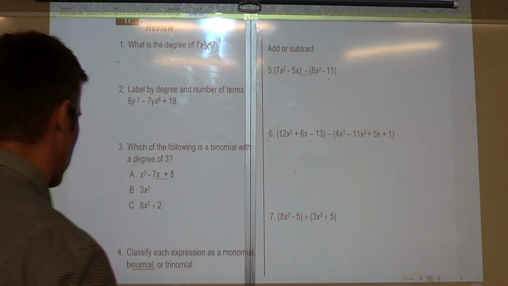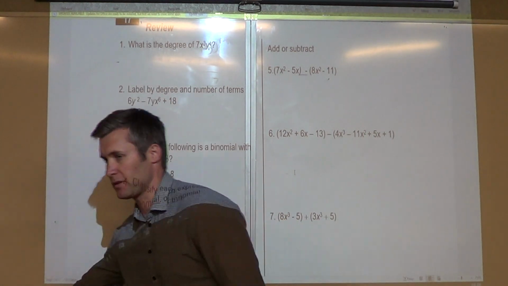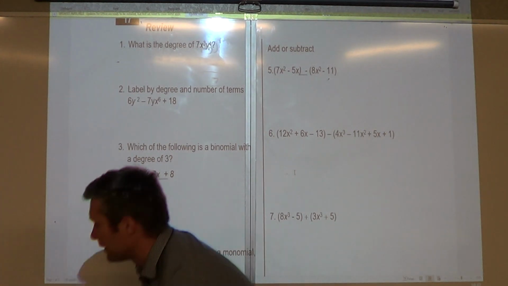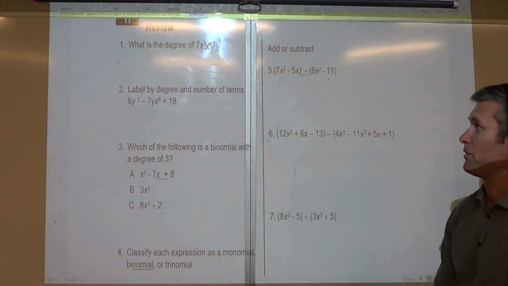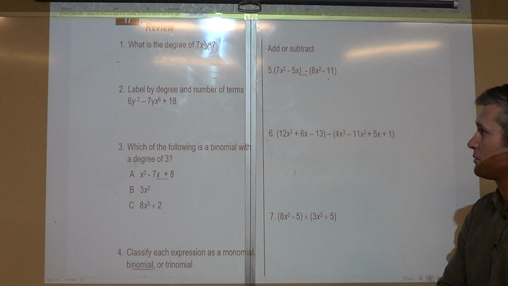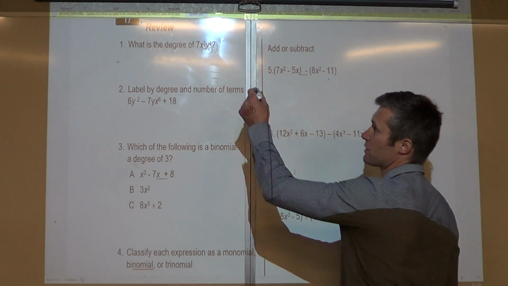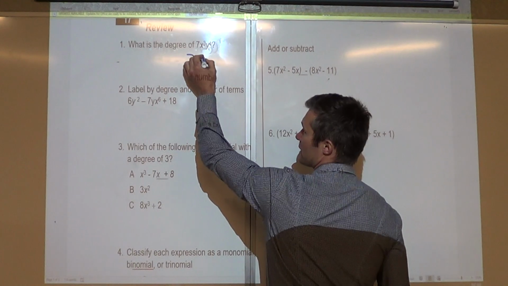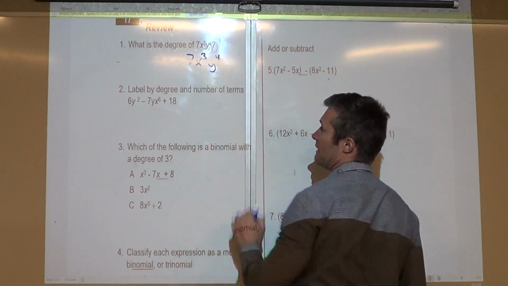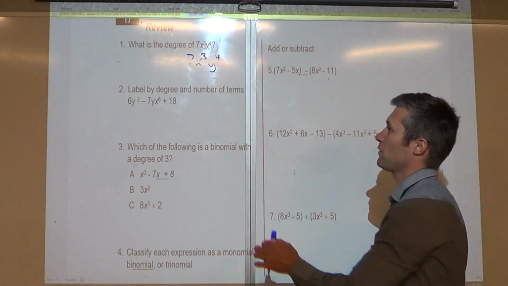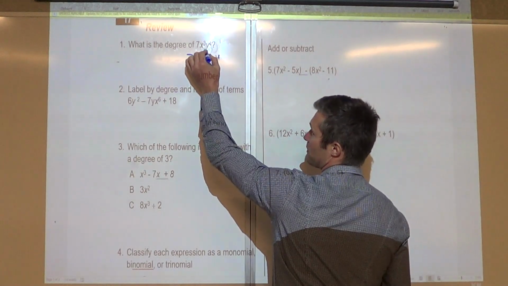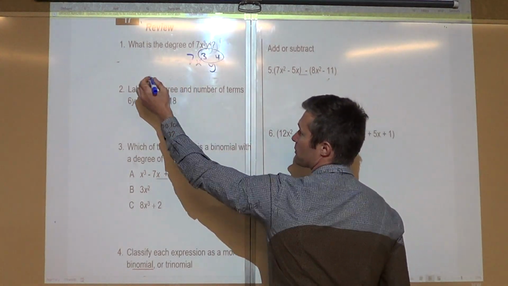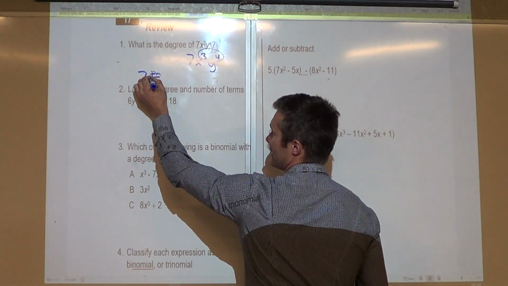I want to just do a quick review over Module 17. This was before break, before we took the 2-week break off. It says, what is the degree of 7x to the third y to the fourth? If it's one term, this is just a monomial, then we add these exponents. So I have an exponent of 3, exponent of 4, so we'd say that this is a 7th degree.